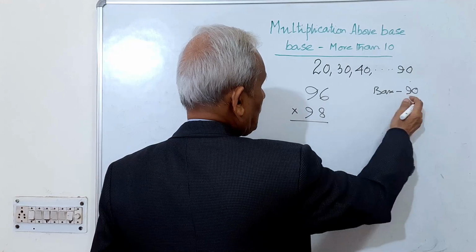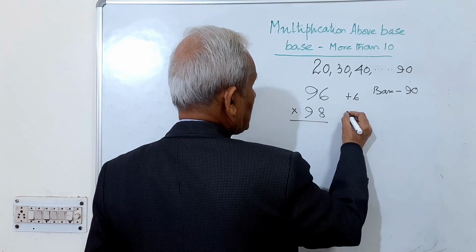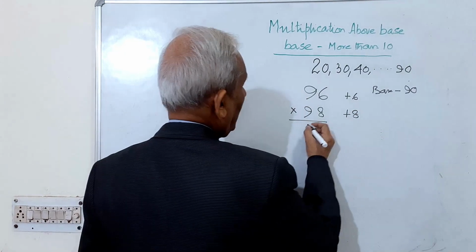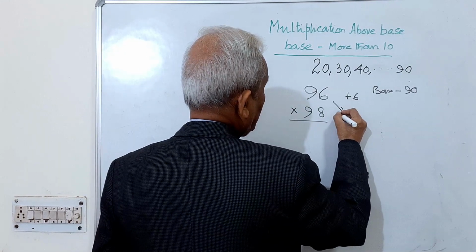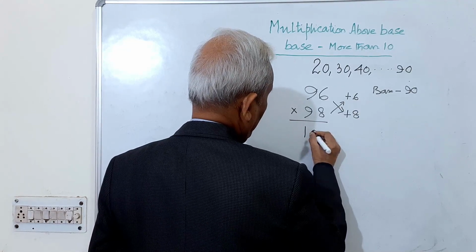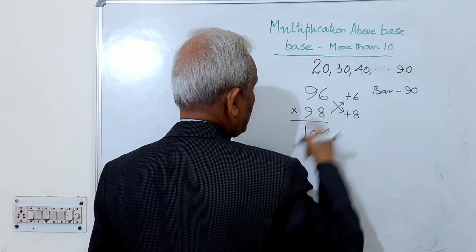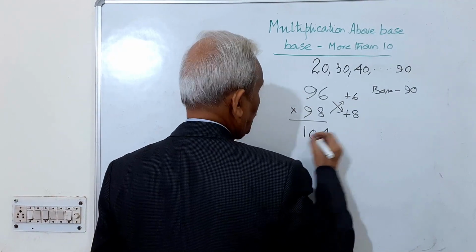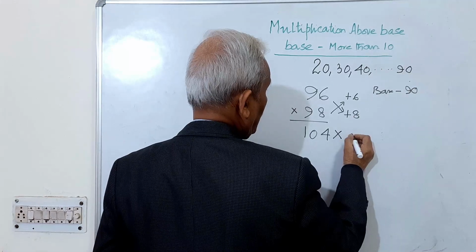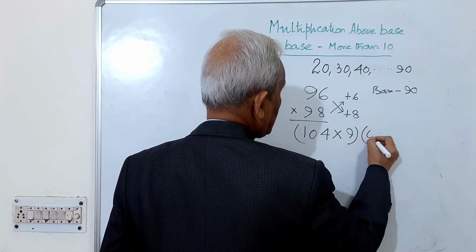Here the base is 90. So 96 minus 90 is plus 6, and 98 minus 90 is plus 8. Cross addition, it becomes 104, both ways it is 104. No issue. This is multiplied by 9, the ninth multiple of 10. So we multiply this with 9, and the second part of the answer is 6 into 8.